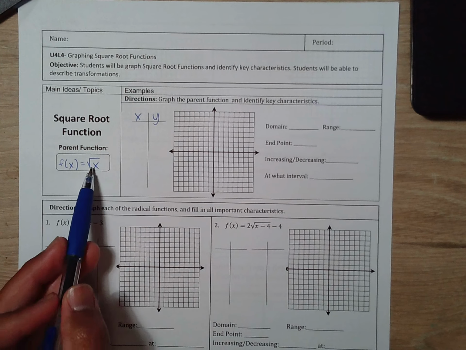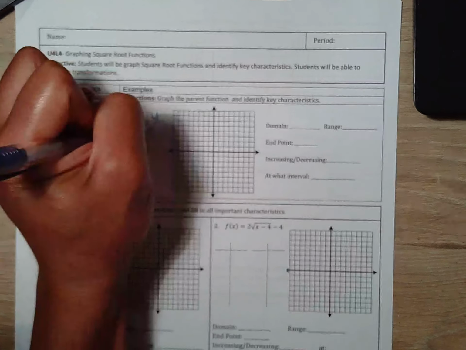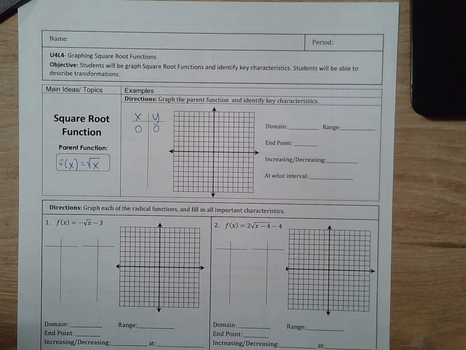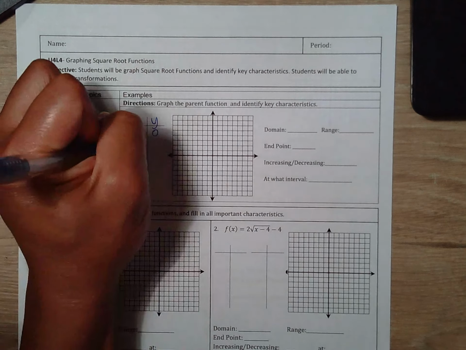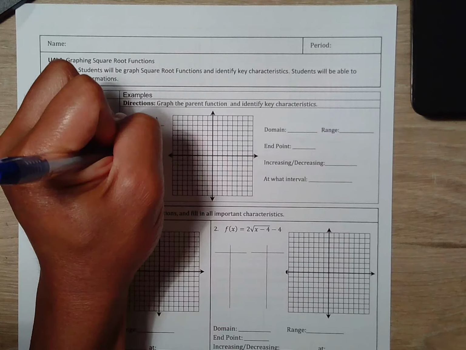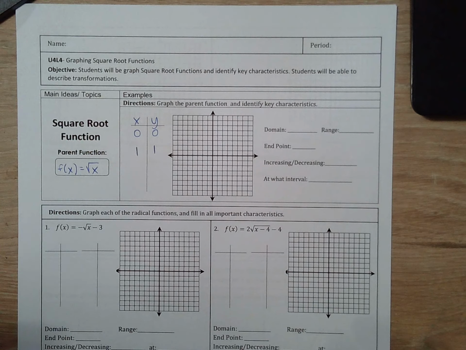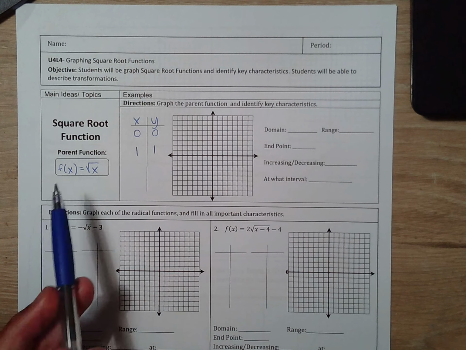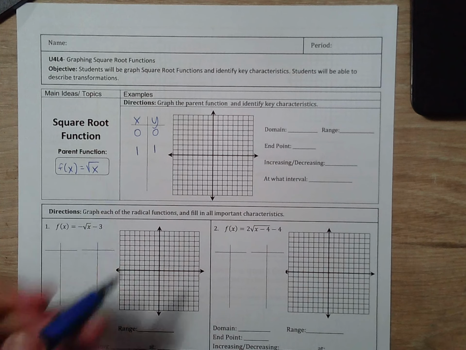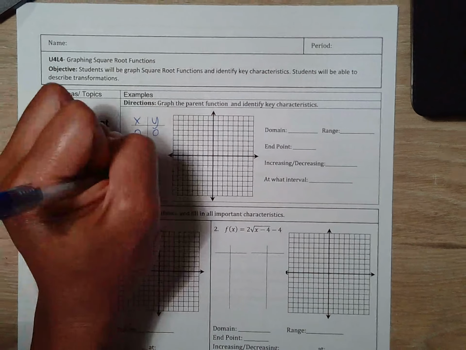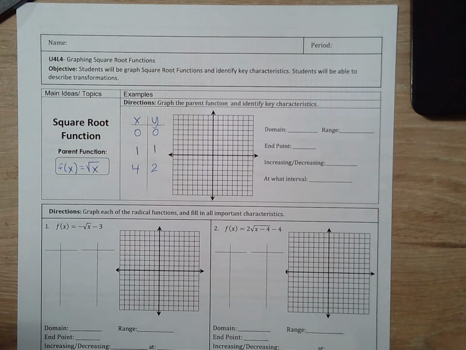I know that the square root of 0 is going to be 0. Next, what would be the next higher number that would give me a whole number? Well, the square root of 1 would give me just 1. But next, the square root of 2 wouldn't give me a whole number. If you put that into your calculator, it'll give you a decimal. The square root of 3 also would not give us a whole number. The square root of 4, though, would give us a whole number, and that would just be 2. So for this unit, we're just using 0, 1, and 4.